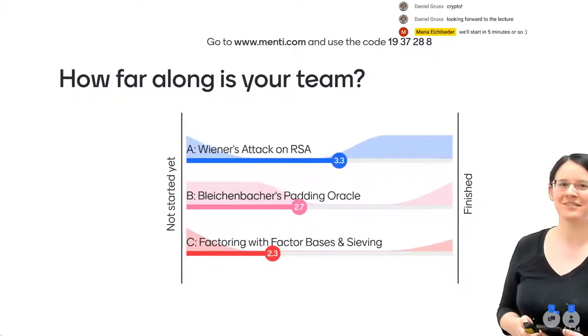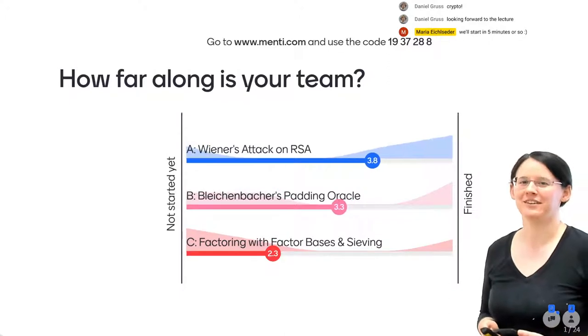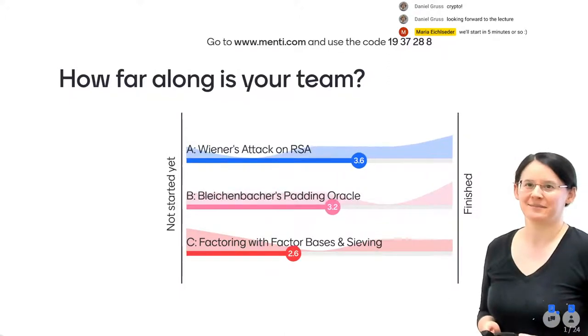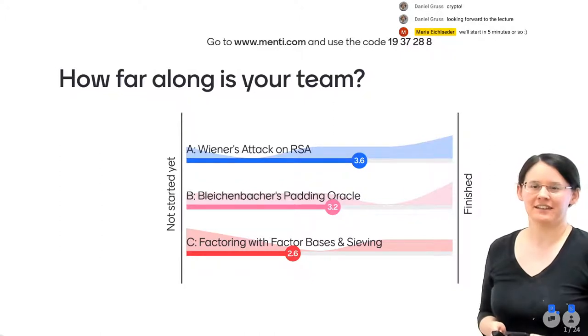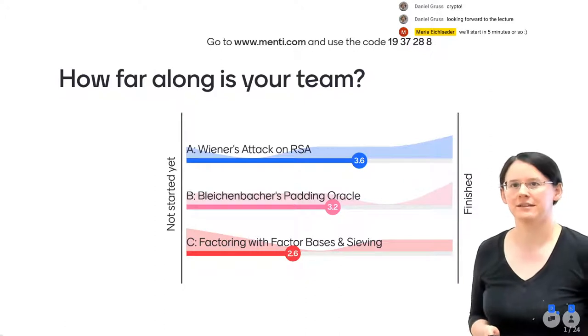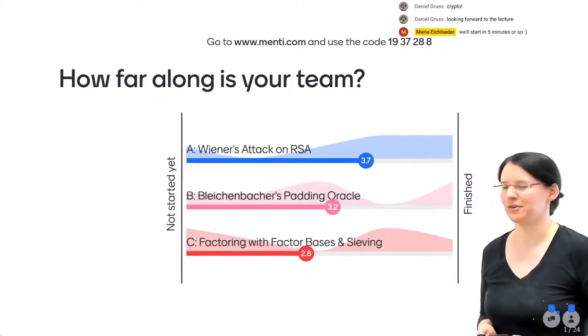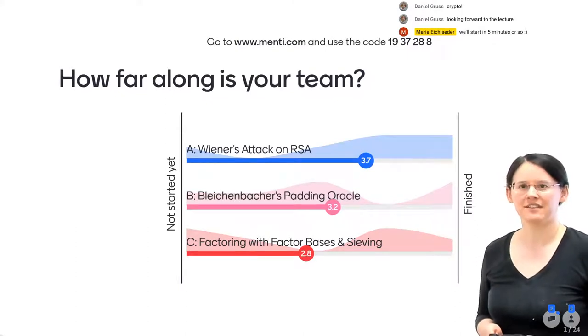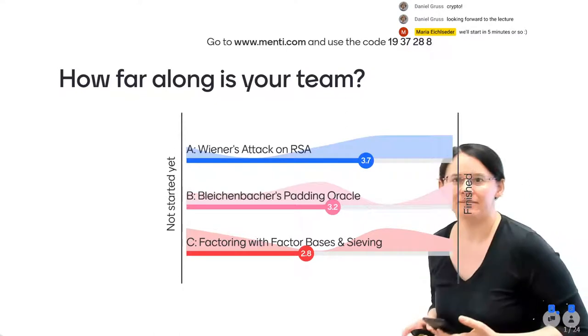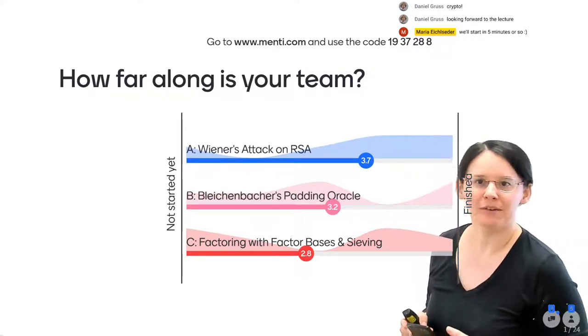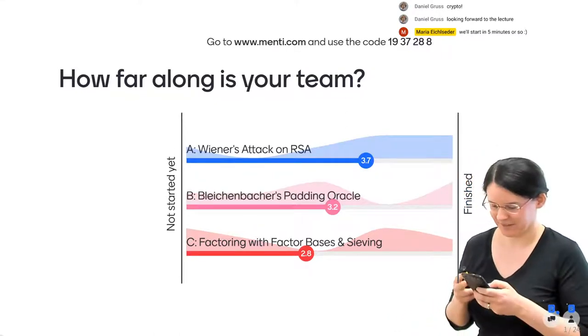Ooh, the first news are very good. So some people are apparently already completely done. And generally it looks that at least the people who are here are already quite far progressed. So it seems like Wiener's attack has the highest solution rate already, but even the others are already quite far. So this is great news. So 3.7, 3.2 and 2.8 are your self estimates.